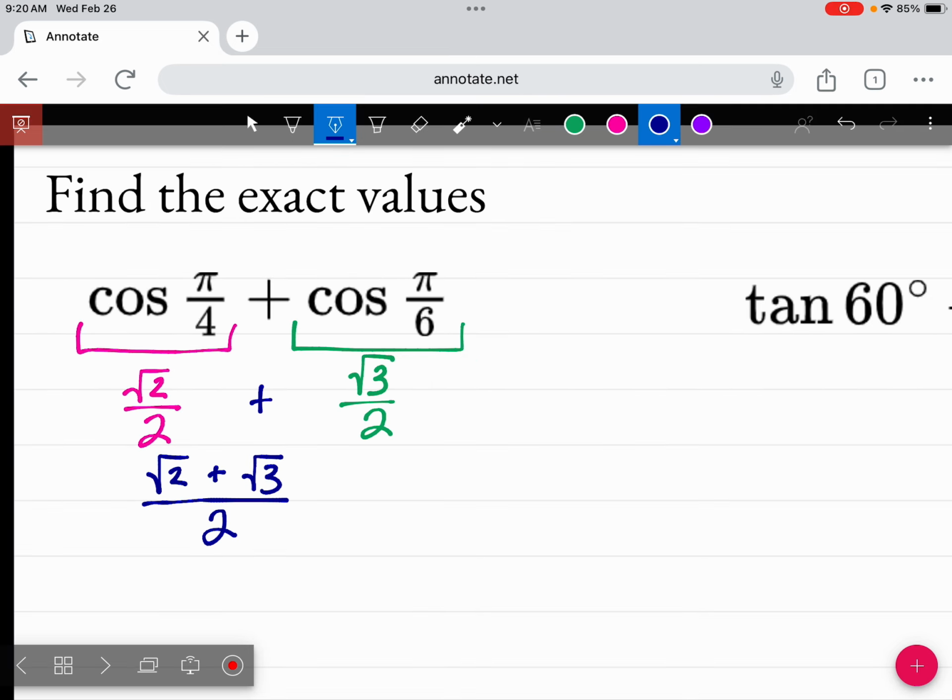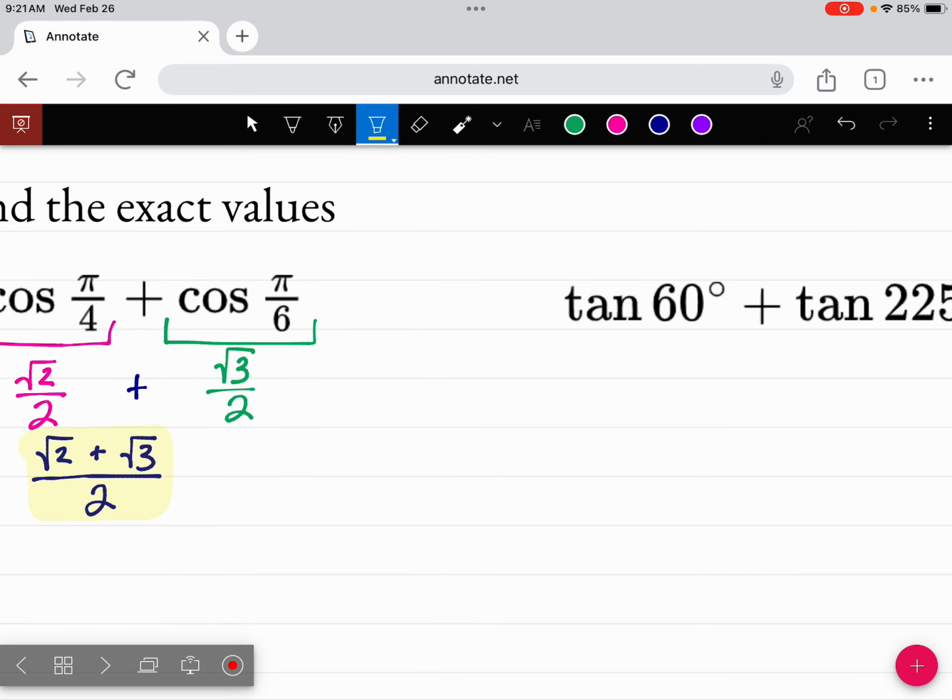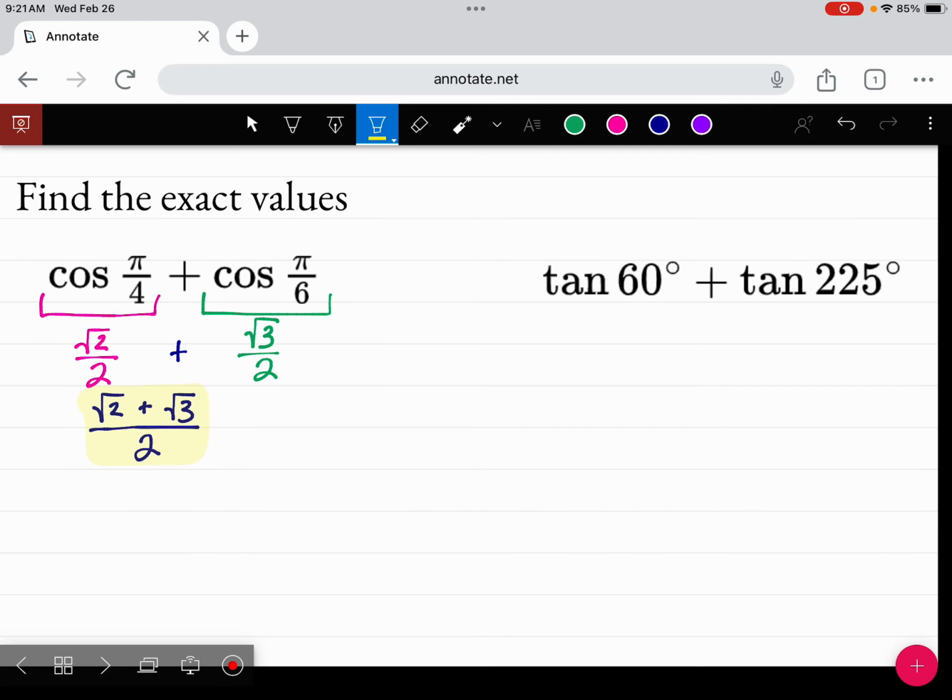Can I simplify that anymore? I could get a decimal answer typing that in the calculator, but manually, no. I cannot add together two things in the radicals. It just doesn't work like that. We'd have to be able to square both sides and then be able to simplify and then re-unsquare. Like, it's a mess.